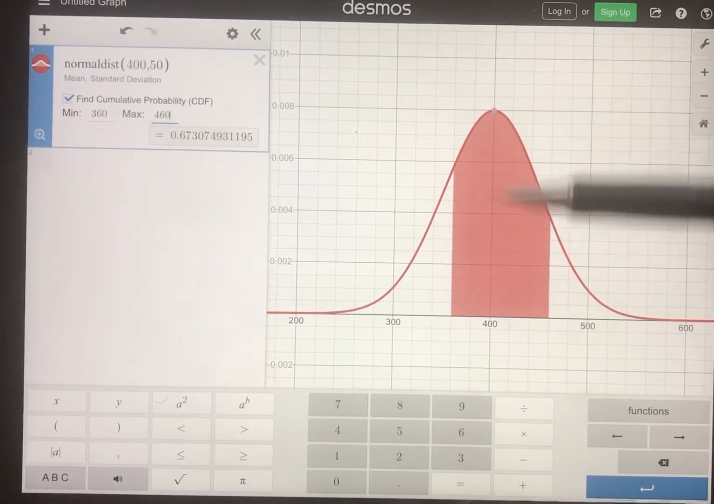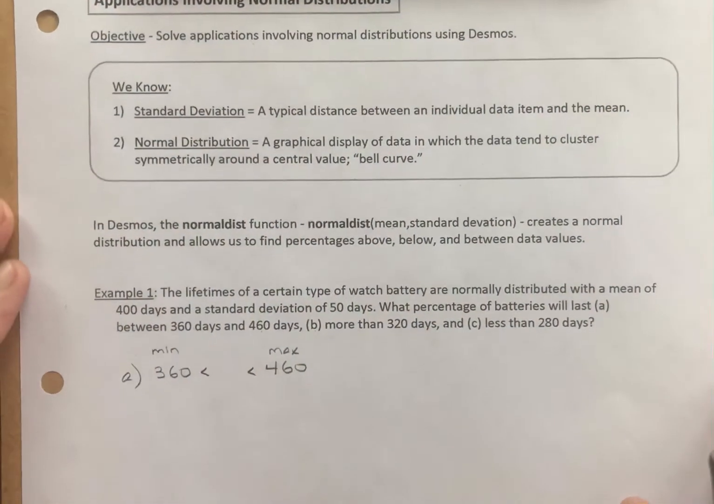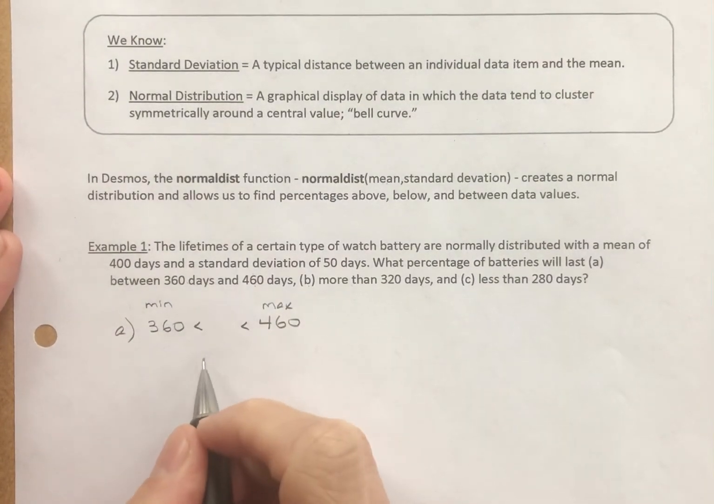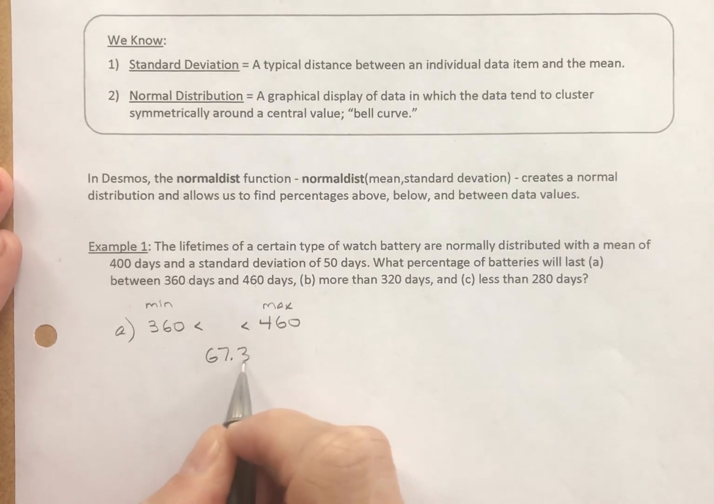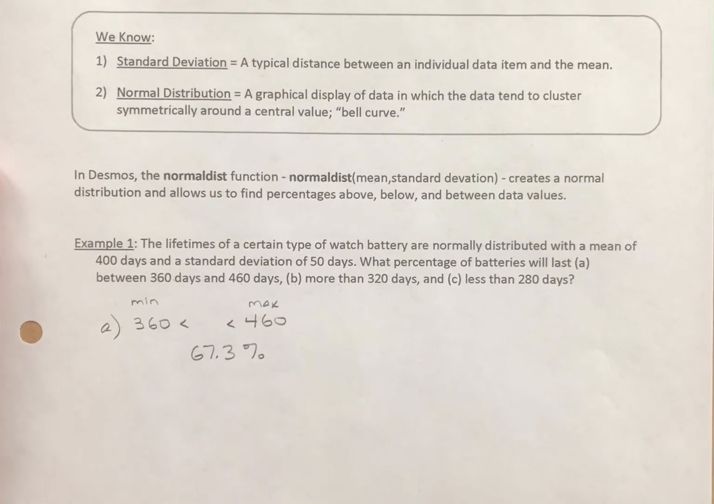Well, quite a few of them, 67.3% according to Desmos. So we'll go back to here, and we just use Desmos, and it's told us the answer here is 67.3%, again rounded to the nearest tenth.